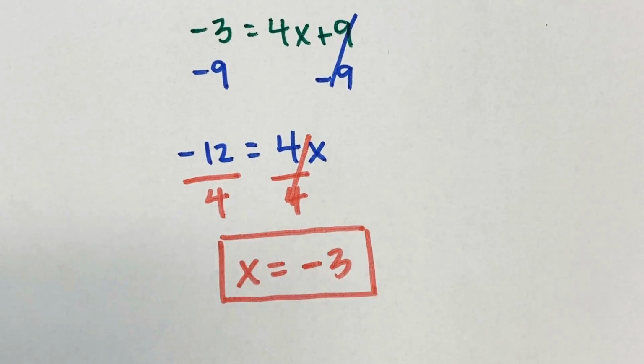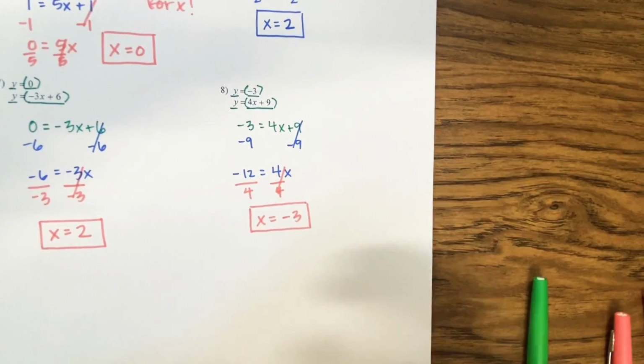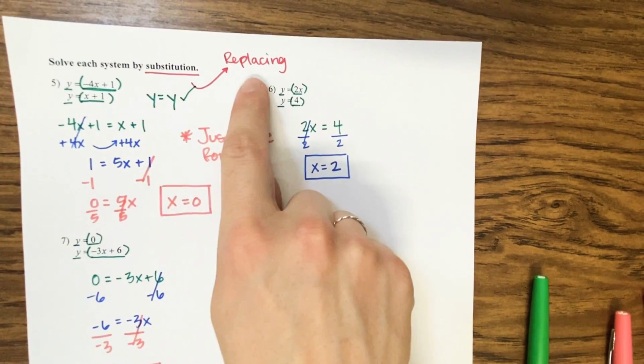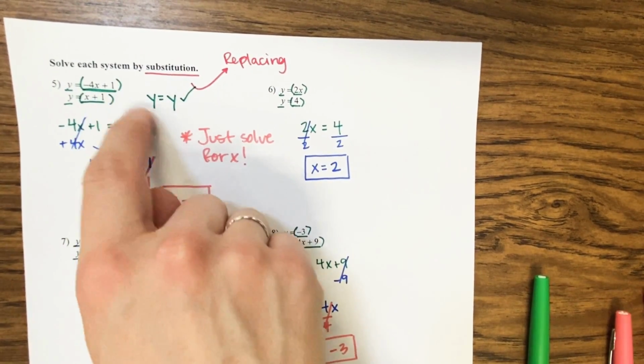And there we go. So that is the first part of solving systems of equations using substitution. We're replacing, okay? We're replacing the y's with what they equal to.